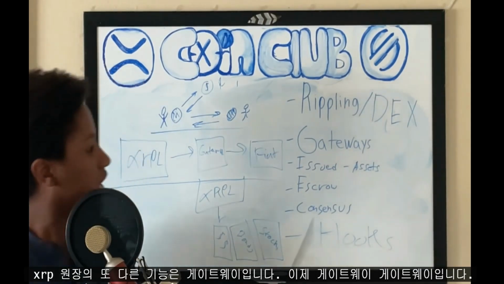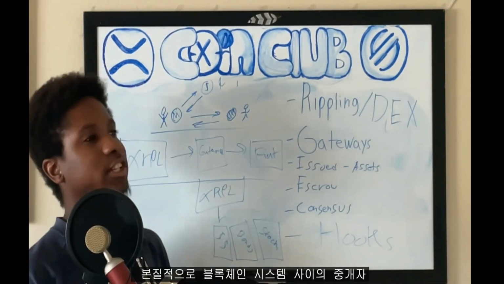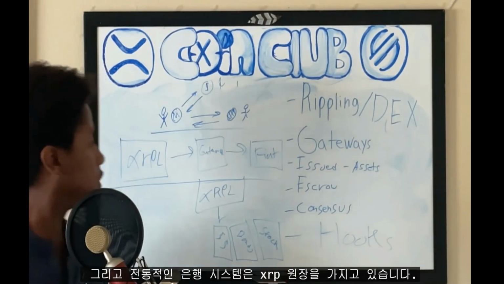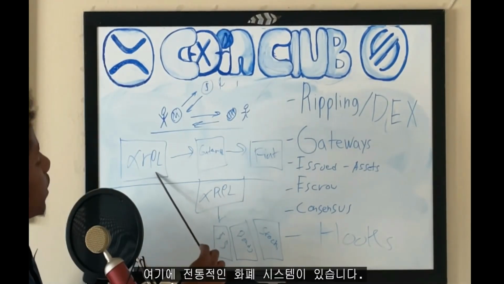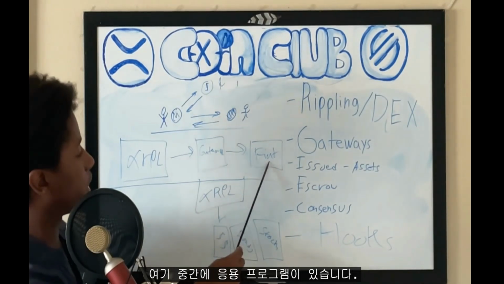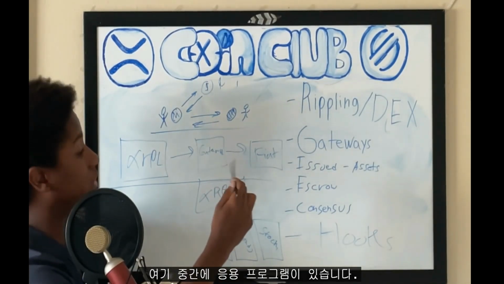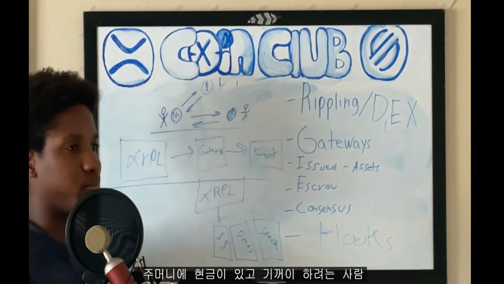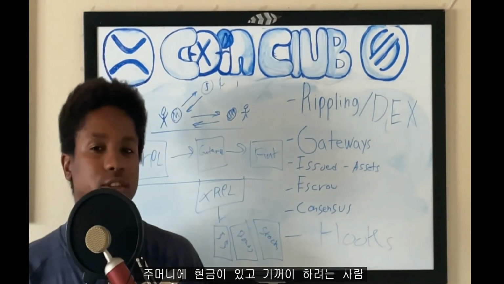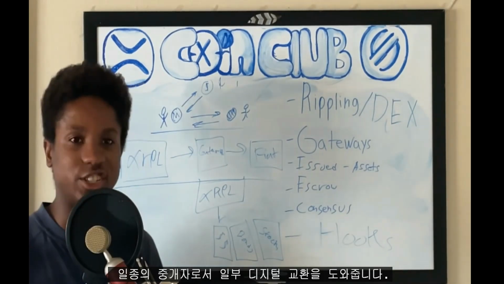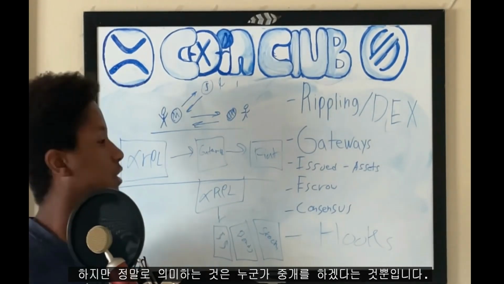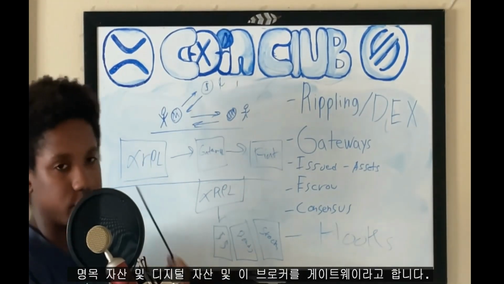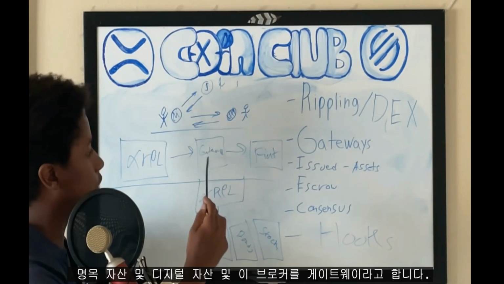XRP ledger are gateways. Now, what are gateways? Gateways are essentially a middleman between the blockchain systems and the traditional banking systems. So what we've got here is the XRP ledger over here, the traditional fiat system over here, and then some application in the middle. This could be a bank, this could be an app, this could be somebody who's got some cash in their pocket and they're willing to help you with some digital exchanges as some sort of broker. But all it really means is somebody's going to be brokering fiat assets and digital assets. And this broker is called the gateway.